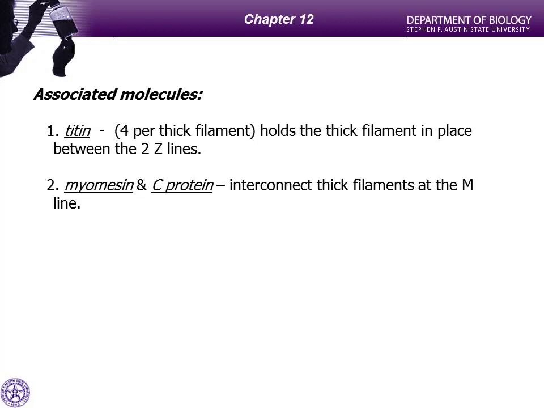And these structural proteins, such as titin, myomesin and C protein, help hold myosin in perfect alignment and secure it in the sarcomere in the right place.